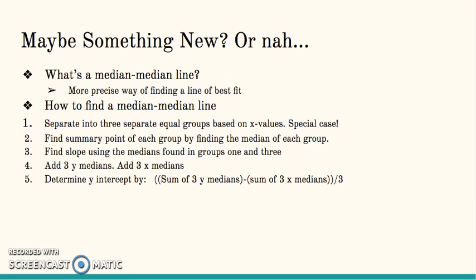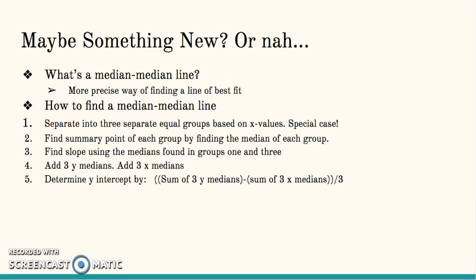And then you can move on to step number 2. The second step is finding the summary point of each group, which is done by finding the median of the x and y coordinates. And then once you've found those medians, find the slope using the medians found, but only from group 1 and 3. So the first group and the third group, which is why it's so important that they have the same amount of x values in them.